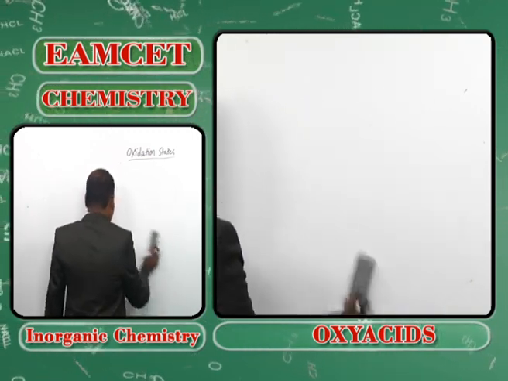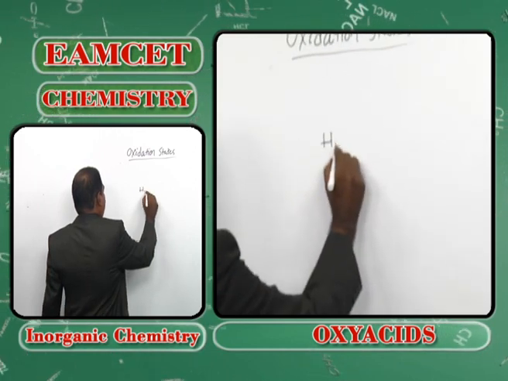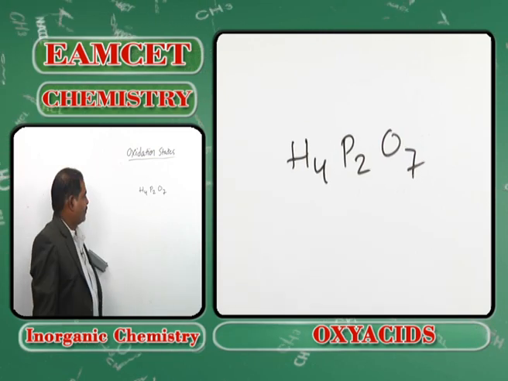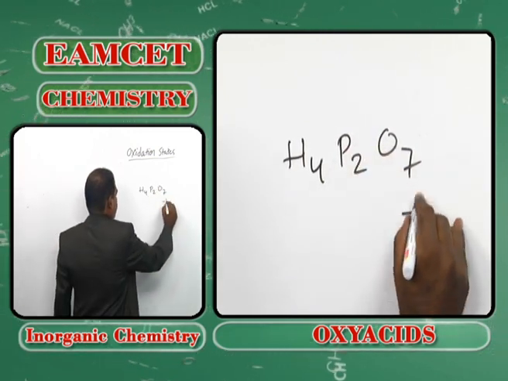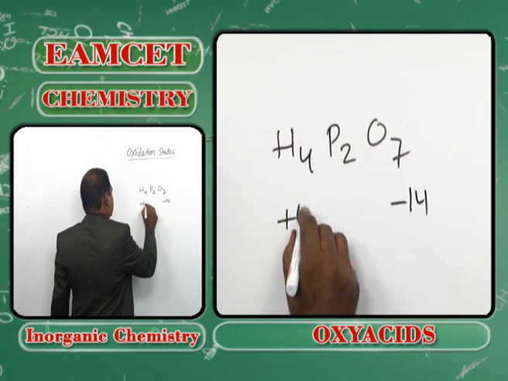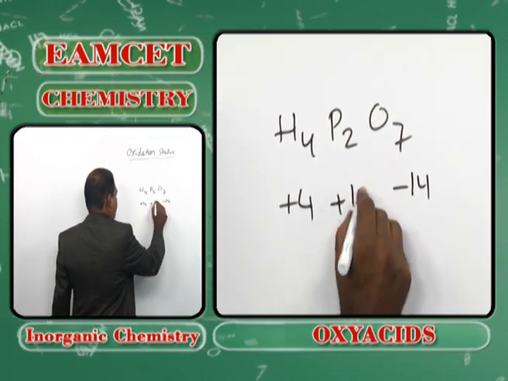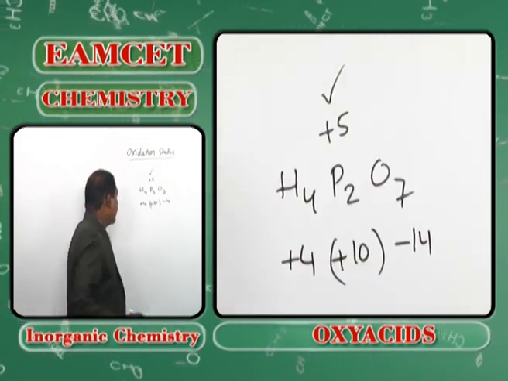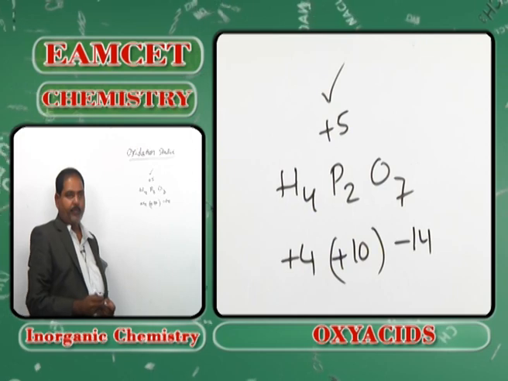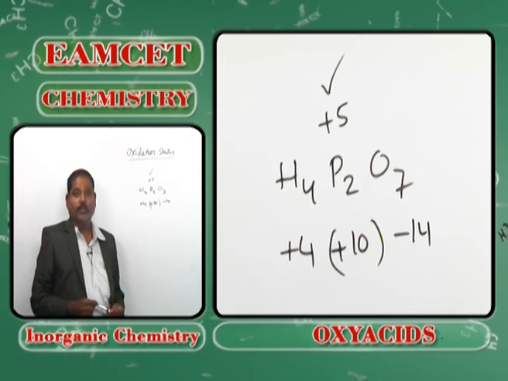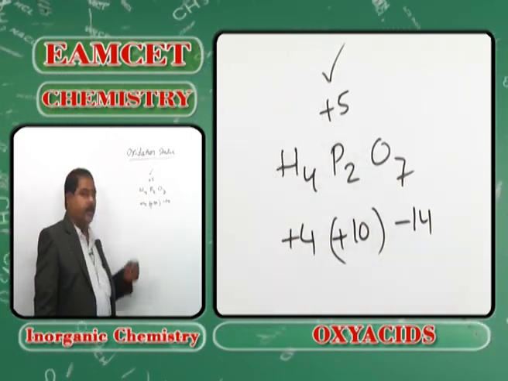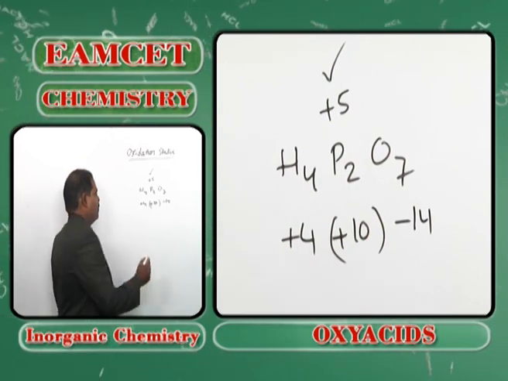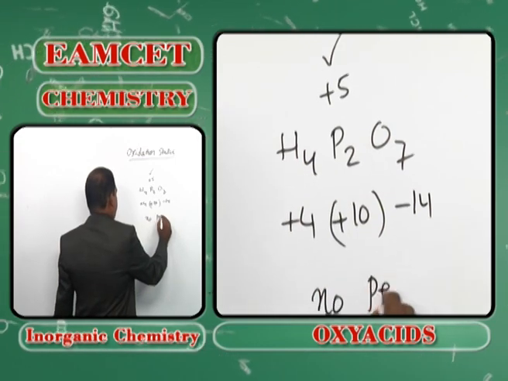Now, H4P2O7, does it contain a peroxy linkage? Let us check. 7 oxygens as usual give minus 14. 4 hydrogens give plus 4. So 2 phosphorus are getting plus 10. Each phosphorus gets plus 5. It is okay with phosphorus. How come? Phosphorus belongs to the 5th group and it can afford plus 5. Therefore plus 10 is possible. Therefore, no peroxy.